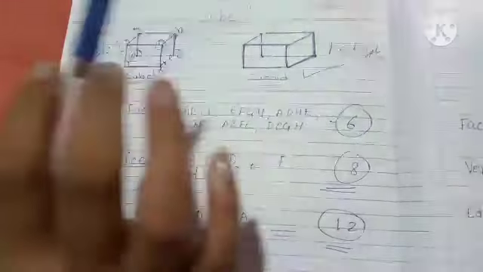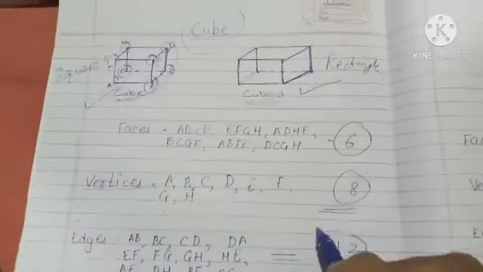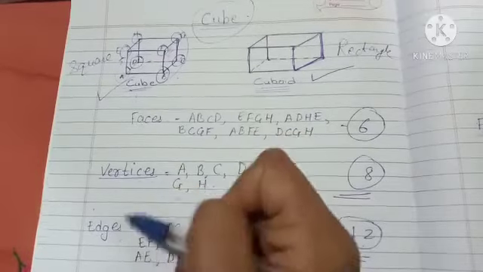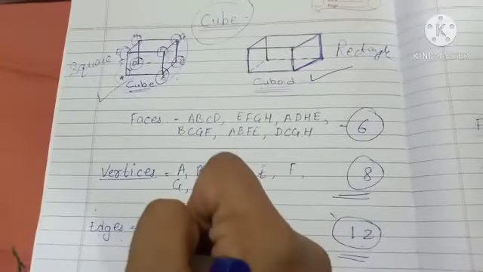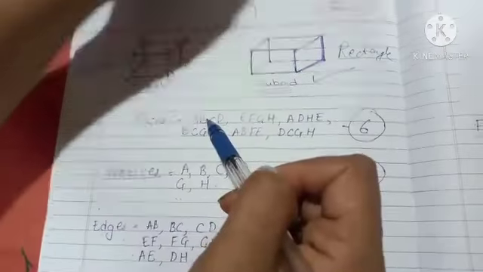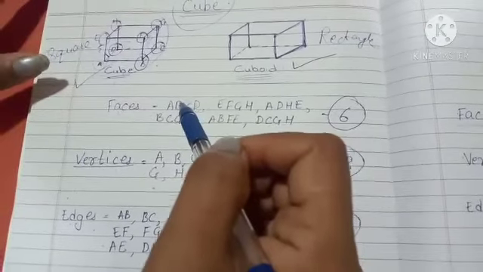Okay, I hope you have understood the difference between cube and cuboid. You have understood what are faces, vertices and edges of cube and cuboid. So in the next period we will be discussing the pyramid, and we will be discussing the prism.